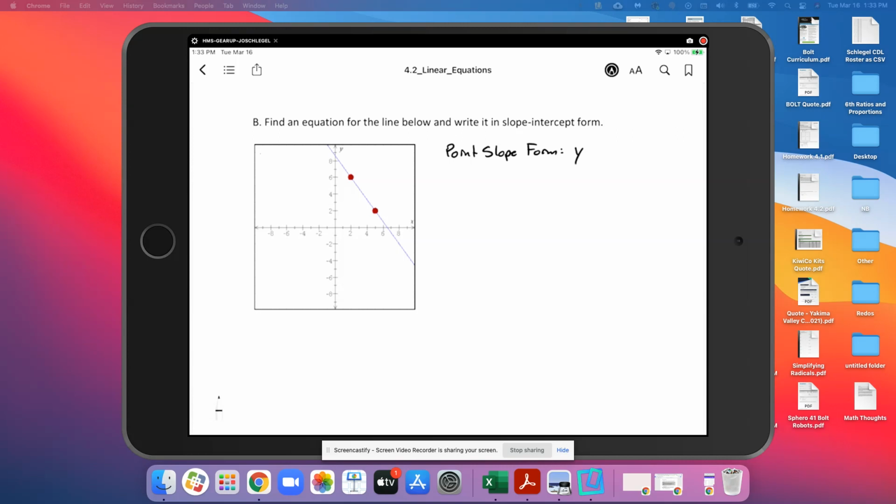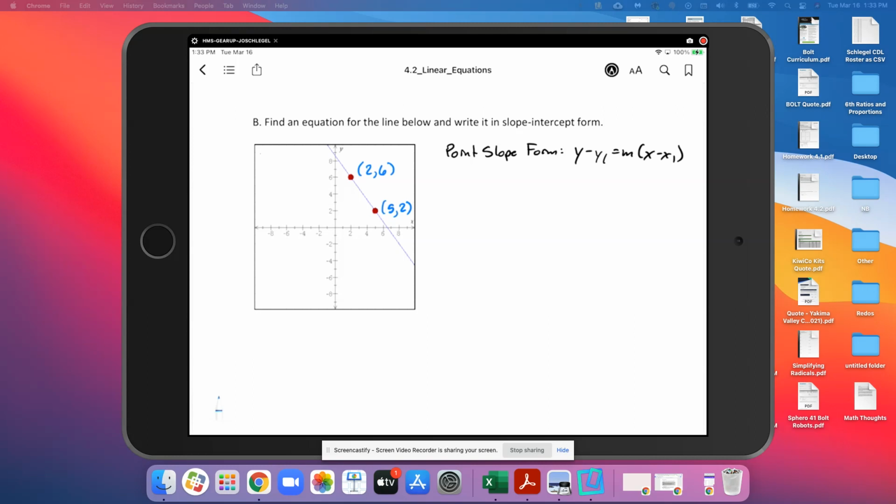Which is y minus y1 equals m times x minus x1. And so what we're going to need for this problem, folks, is to identify the slope, which is m. And we need to identify an x1 and a y1. So I'm going to go ahead and name these on the grid. This point right here is the point (2, 6), and this point here is the point (5, 2).